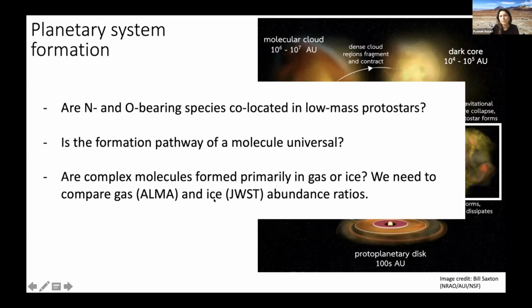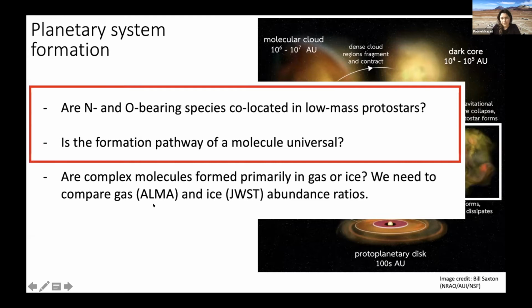For the third question, we really need to compare the results from ALMA, looking at the gas, with the results from JWST, looking at the ice. And you can see that this would be more of a thing that we can do once JWST is launched. So for this talk, I will only focus on the first two questions.